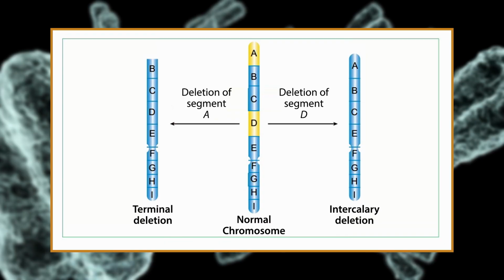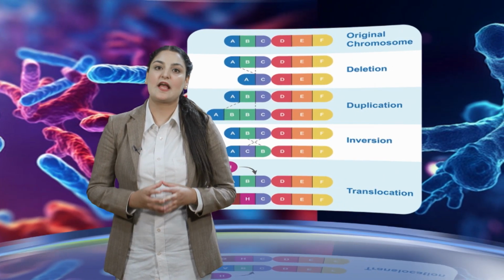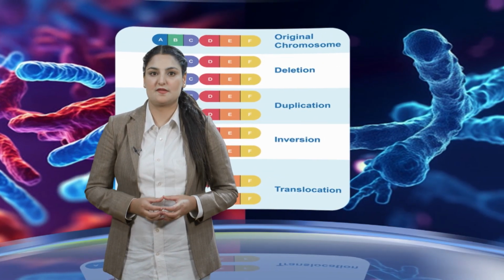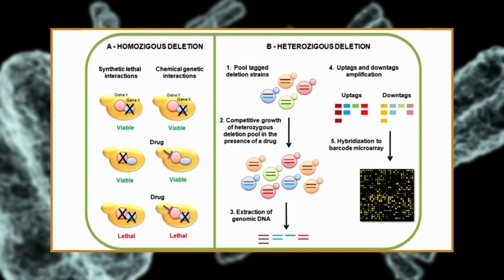Number one is terminal deletion, where a single break leads to the loss of an end portion of the chromosome. Number two, intercalary or interstitial deletion, which results from two breaks that eliminate a central segment of the chromosome. These deletions can be detected cytologically during meiosis, often appearing as deficiency loops during chromosomal pairing at the pachytene stage. While homozygous deletions are often lethal, heterozygous deletions can also produce harmful effects, depending upon the gene content lost.